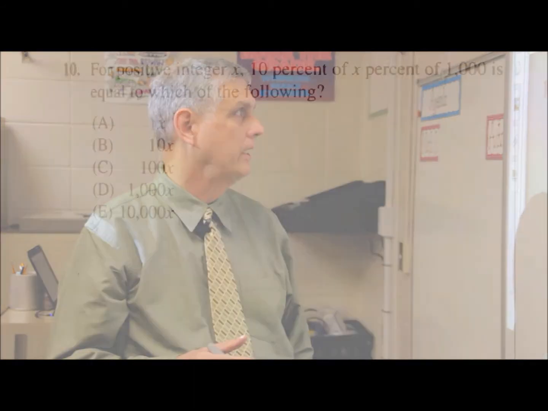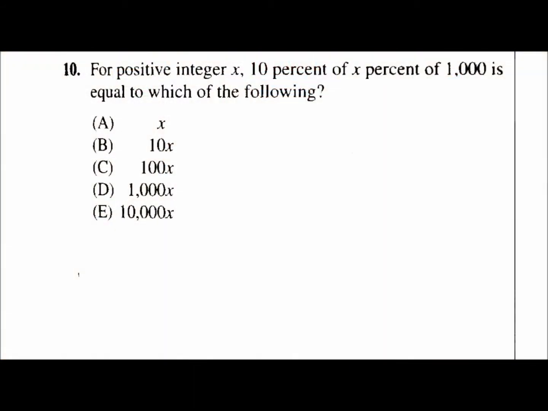Okay, let's take a look at another percentage problem. As I said before, the only way they can make these difficult, and they will make them difficult on the SAT, is to put a brain twister in here. And the twist they put here, they first say for positive integer x, and you're thinking, okay, positive integers, what are they talking about here? 10% of x% of 1,000 is equal to which of the following? So here you not only have this positive integer thing going on, they're asking you a percent of a percent.